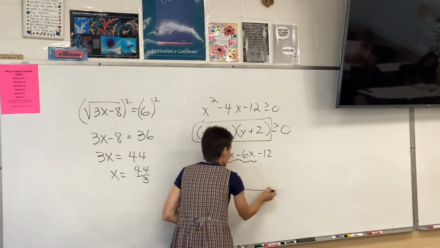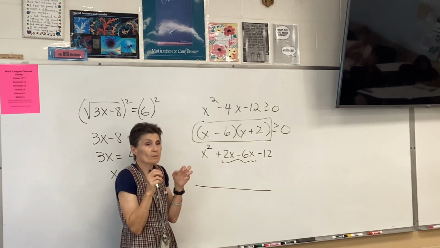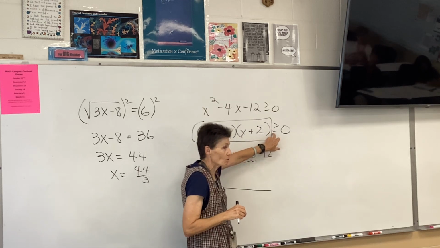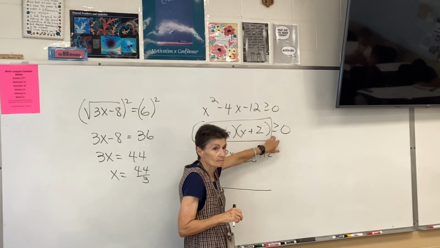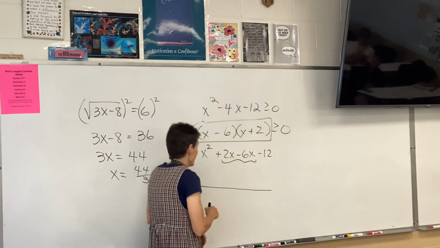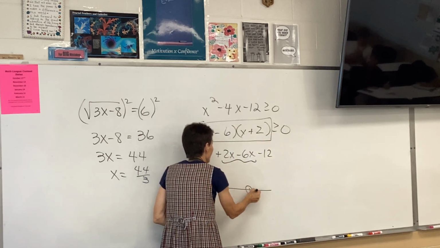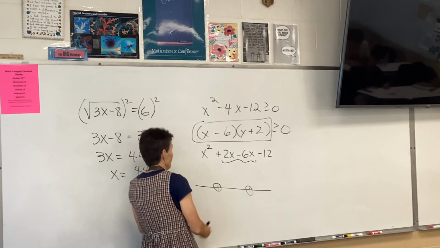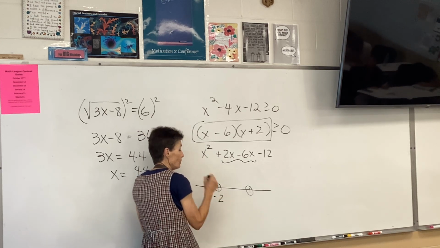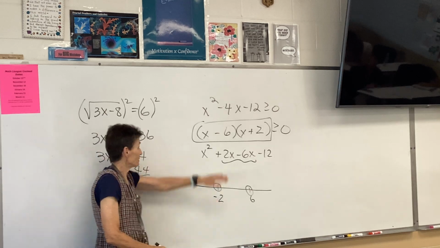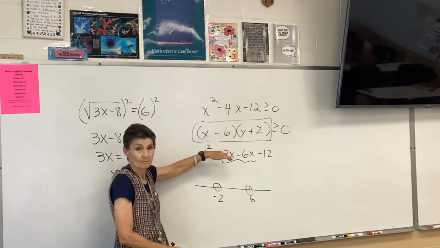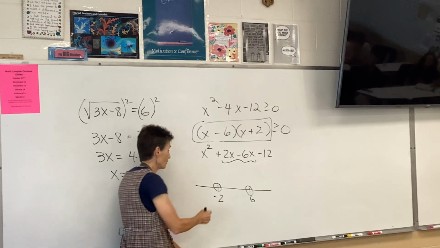So I go to the number line. Mrs. Ford, how do you know it's a number line? Remember, these problems are always number lines. Two dots on the number line. Where are they? Negative 2, positive 6. Always the opposite, right? And they'll be colored in. Yep.